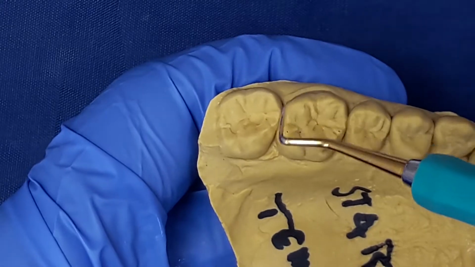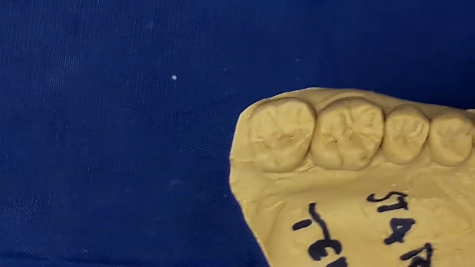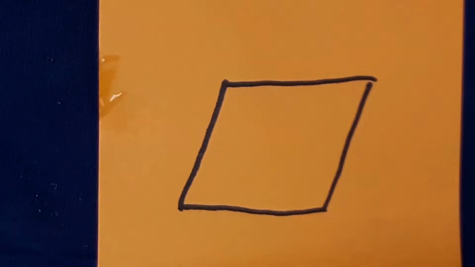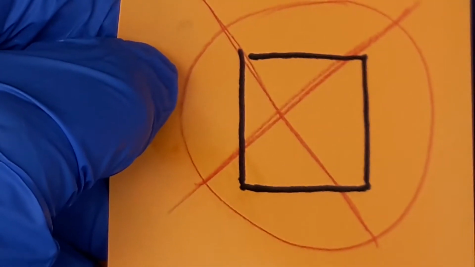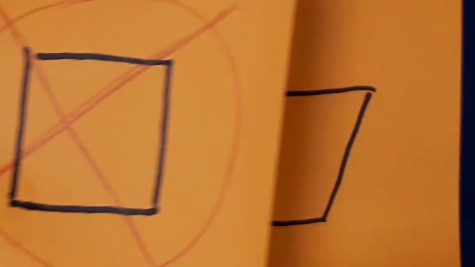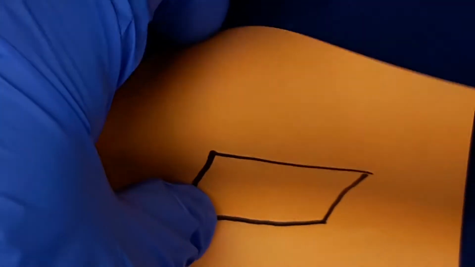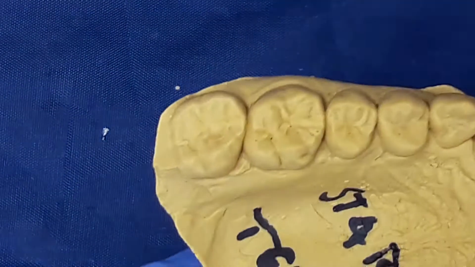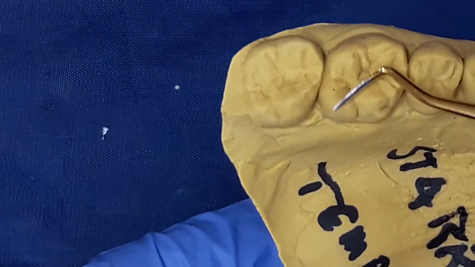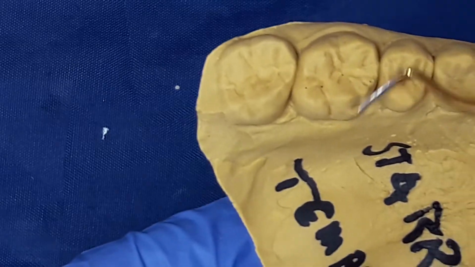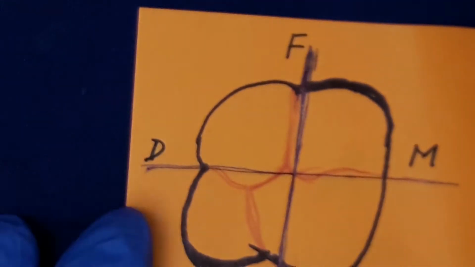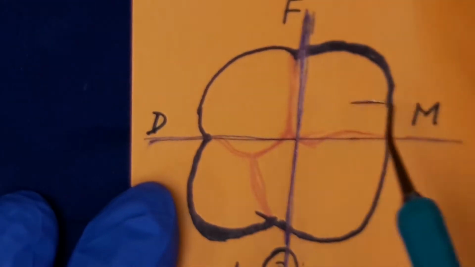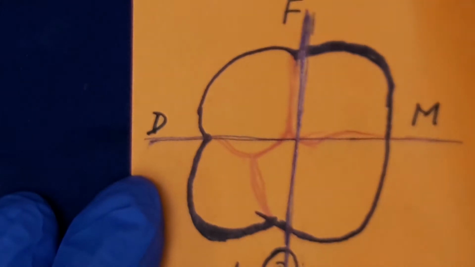If we look at the shape of the tooth, it looks like this, not like this. I see that very often, a square tooth, and it's not like that, it's like that. But if we take this tooth and I grind away all this occlusal surface, it's going to look like this. This is the facial, mesial, distal, lingual, or palatal.